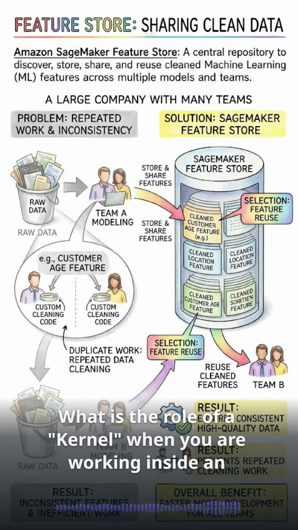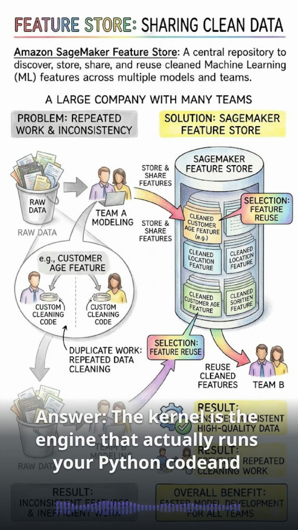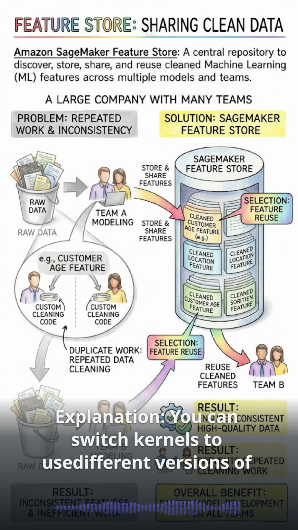75. What is the role of a kernel when you are working inside an Amazon SageMaker Studio notebook? The kernel is the engine that actually runs your Python code and manages the computer memory for you. You can switch kernels to use different versions of software or different programming languages for your data science work.